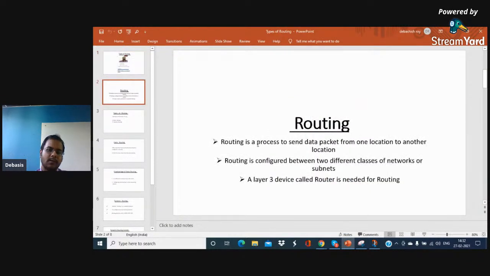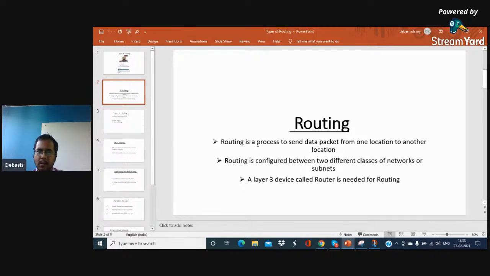Now, first, I'll discuss what routing is all about. See, routing is a process to send data packets from one location to another location across WAN links. So if one location means one city is connected to another city by routers, then through that WAN link we are going to send packets from one city to another city. That is a route.